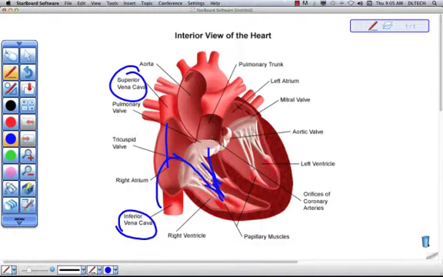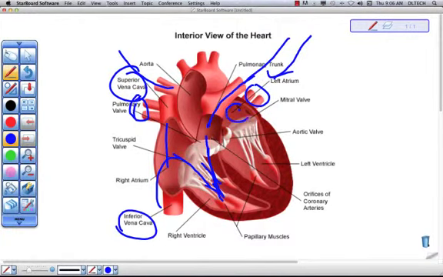So at this point, the deoxygenated blood is going to be flowing through the pulmonary semilunar valve into the pulmonary trunk, and it is going to go out the pulmonary arteries towards the lungs to drop off the CO2 and pick up oxygen. Once it's oxygenated blood, it is going to come back to the heart, and it's going to enter the left atrium through the pulmonary veins.